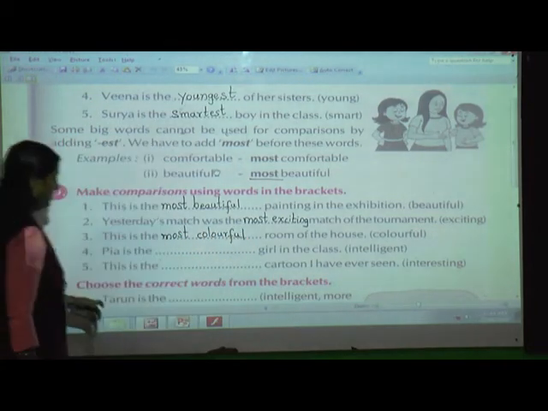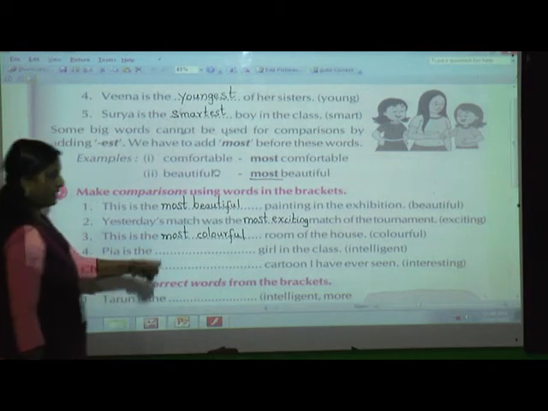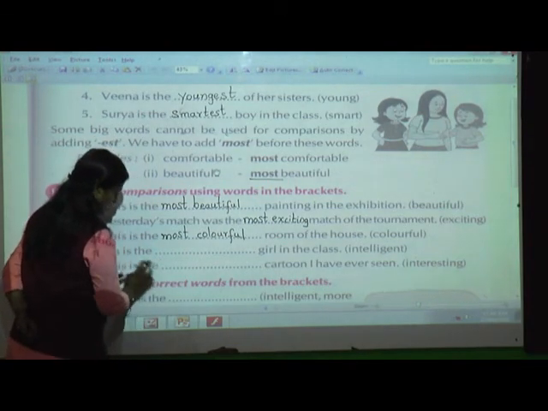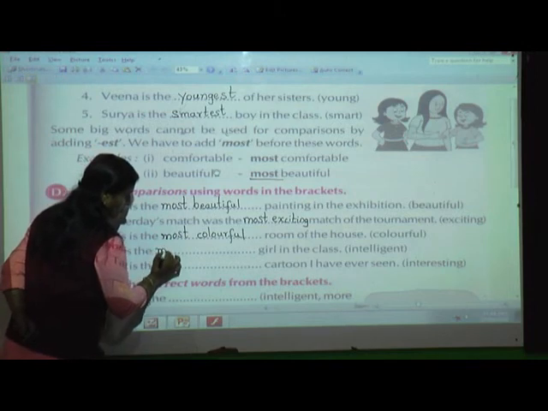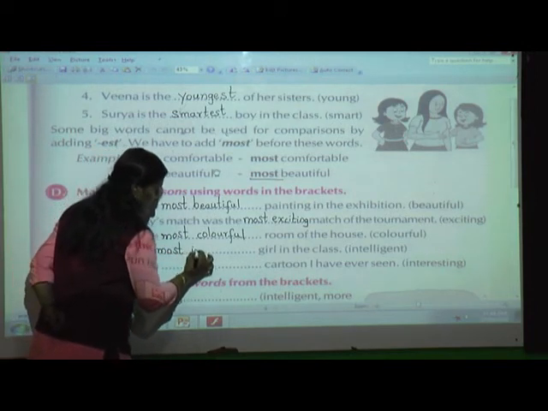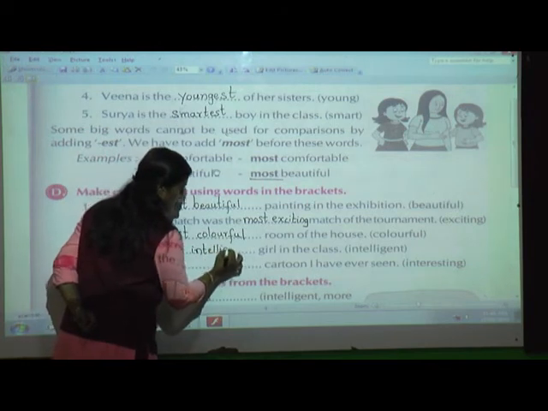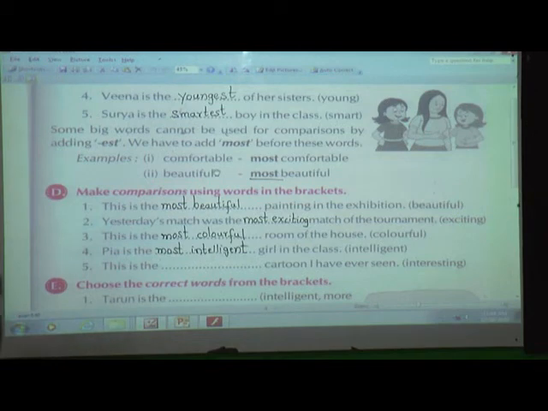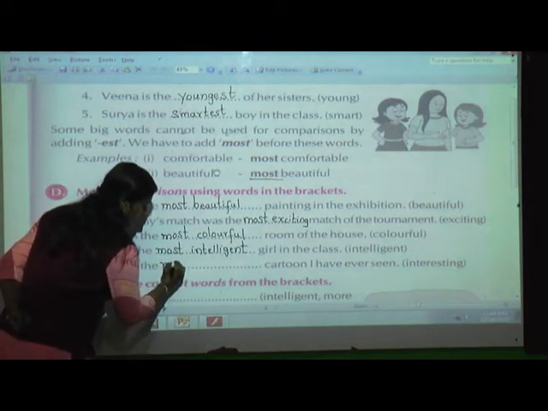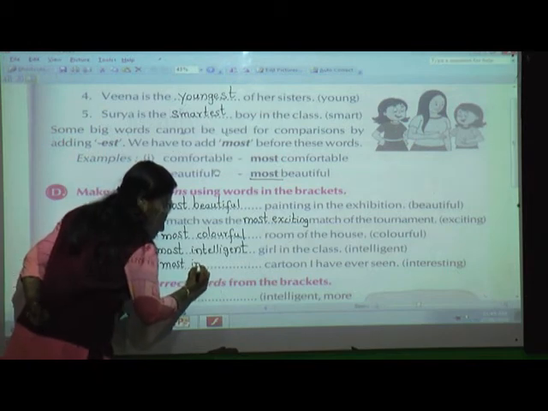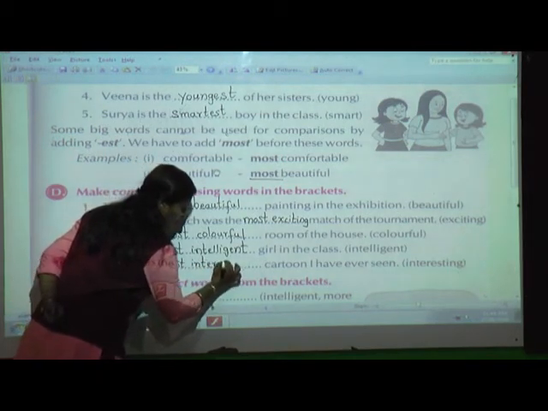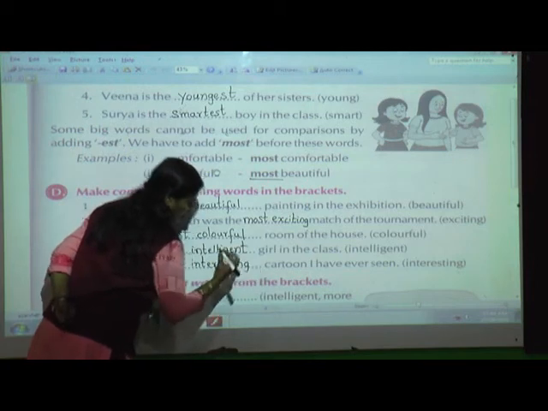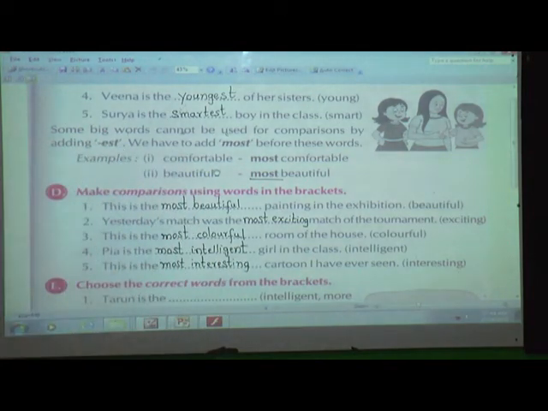colorful. Next, Pia is the dash girl in the class. In the full class, this girl is intelligent. So most. Next, this is the dash cartoon I have ever seen. Again, most interesting. Done, students? Okay. Now, when both the things come mixed.